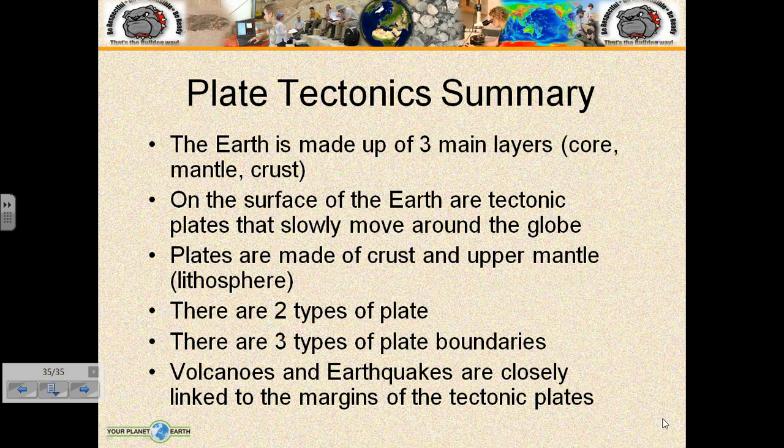Now, there are two types of plate, and there are three types of plate boundaries that we've discussed. And lastly, volcanoes and earthquakes are closely linked to the margins of the tectonic plates. And so that completes our summary today on plate tectonics.